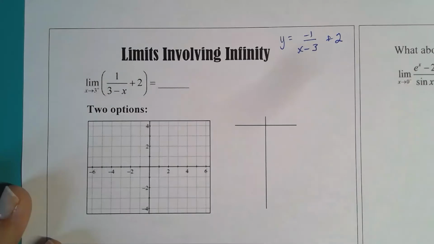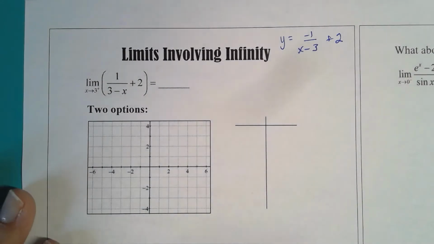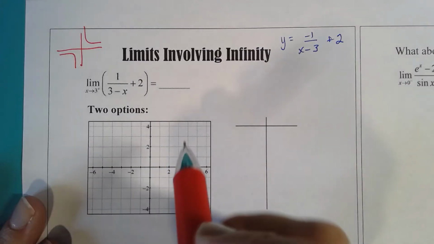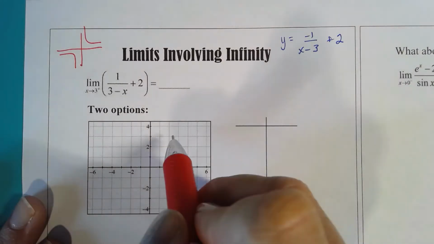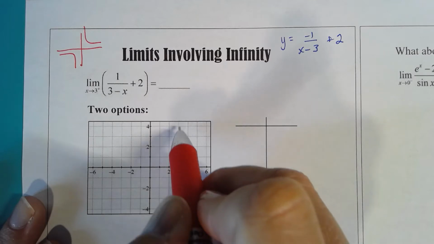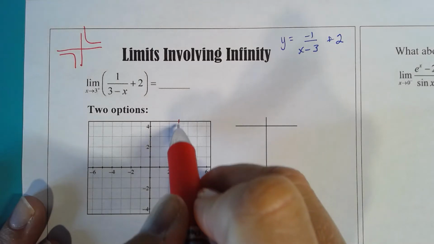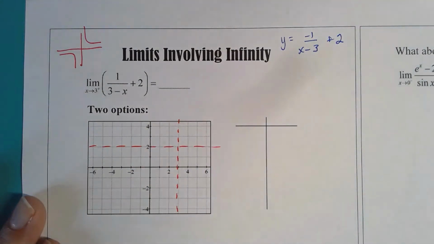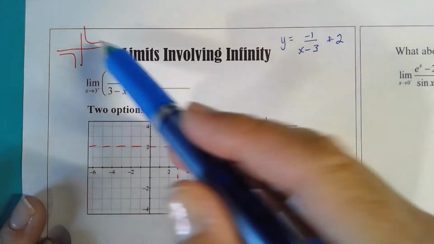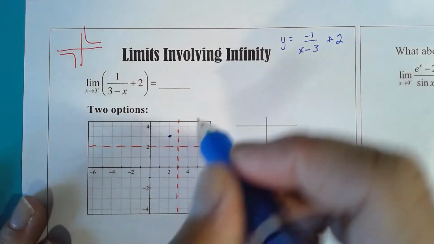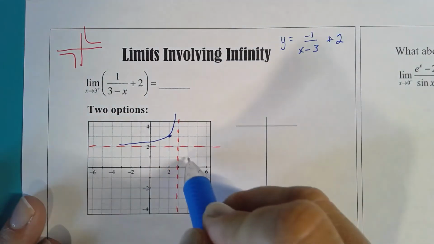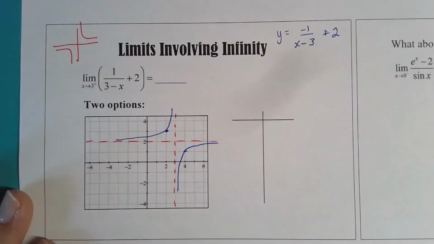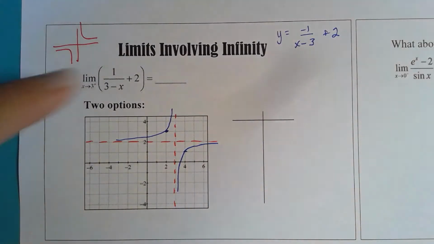So now I see the parent graph of 1 over x. It's been moved to the right 3. We remember what 1 over x looks like. Move it to the right 3. We're going to move it up 2. Now that negative is going to flip our graph over, so we're going to be in quadrants 2 and 4. So very quickly we get a very good graph of this function right here.